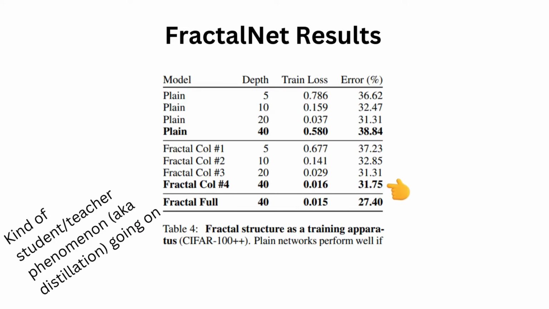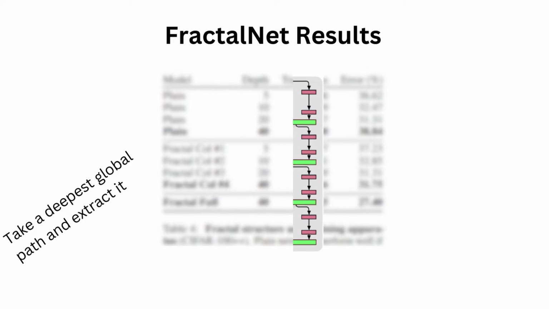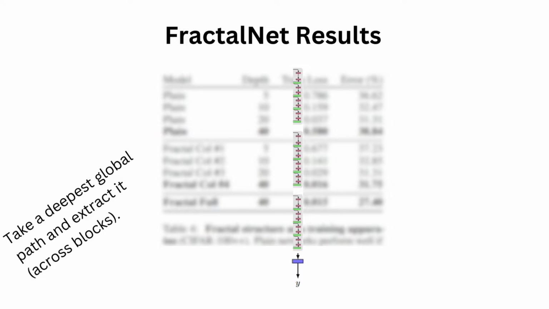A very interesting phenomenon here with fractal networks is that you can extract one of the columns at the end of the training and get better results than a plain network of similar depth. There's some kind of teacher-student phenomenon going on here. How they achieve this is by taking the deepest global path for a column, extracting it across all the blocks. That trained column can then be used for testing.